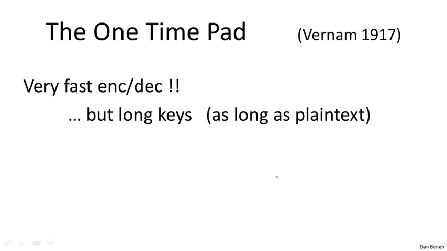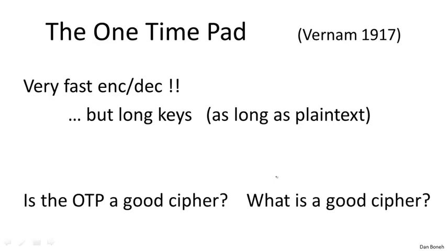But for now, I want to focus a little bit on security. The obvious questions are, why is the one-time pad secure? Why is it a good cipher? To answer that question, the first thing we have to answer is, what is a secure cipher to begin with? What makes a cipher secure?